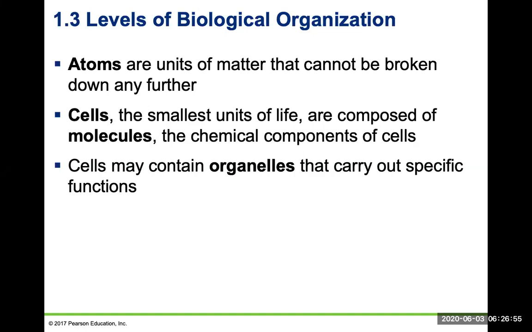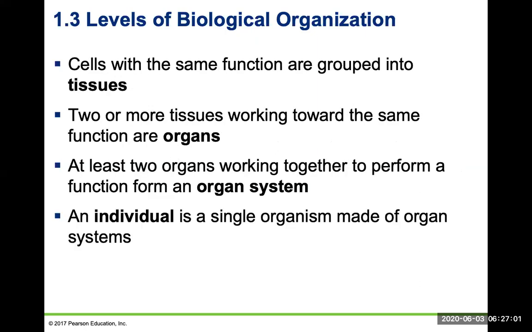And cells may contain organelles, which are like tiny organs that carry out specific functions. Cells with the same function are grouped as tissues. Two or more tissues working together are called organs, and at least two organs working together to perform a function are called an organ system. So your stomach and your liver are a part of your digestive system.